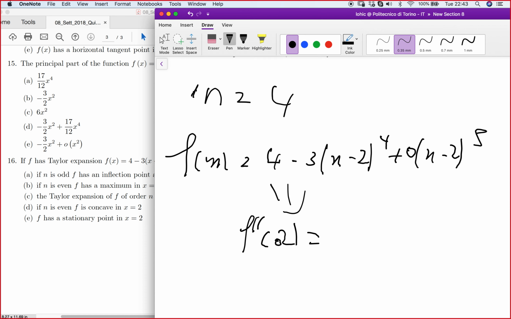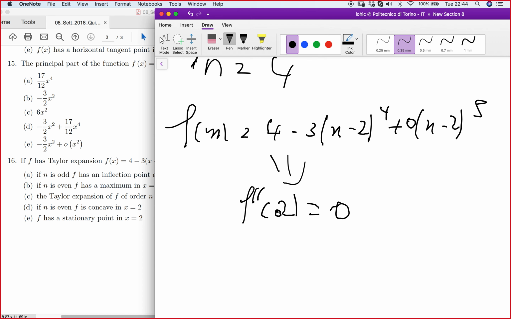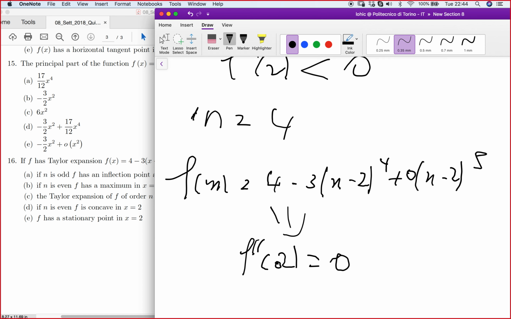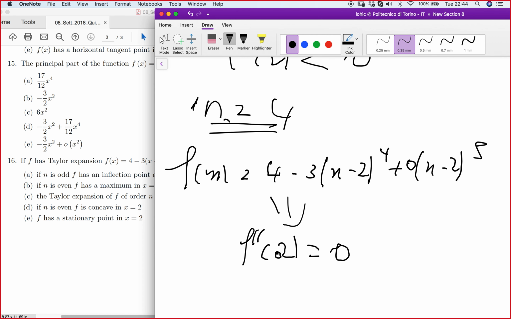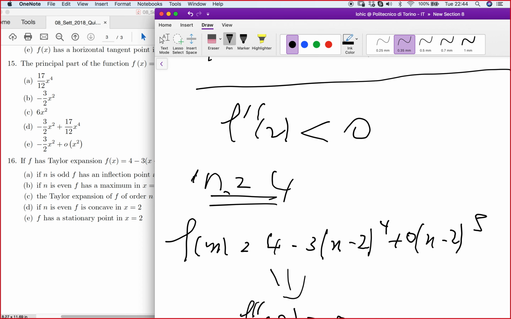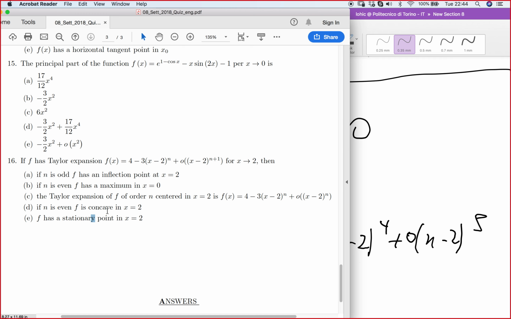But there is no square. You did the Taylor expansion until order 5, and here you don't have (x minus 2) to the power 2. It means that how much is the second derivative? Is 0. Yes or not? As we don't have (x minus 2) squared, the second derivative is 0. The same as with (x minus 2) cubed, the third derivative is 0. So this means that I took n equal to 4, but I got that the second derivative is 0. It's not negative, right? So the function is not necessarily concave.